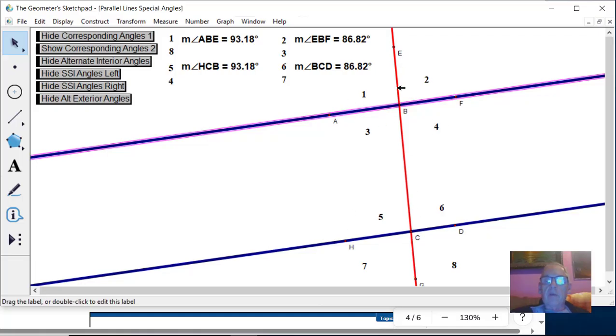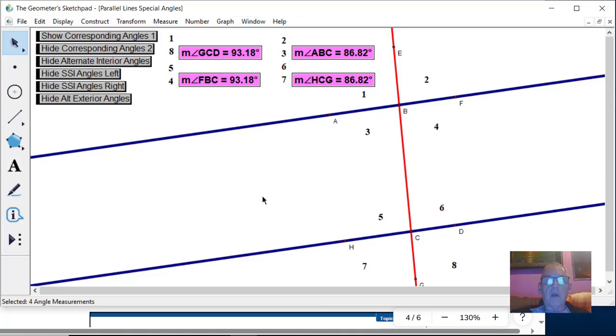If you have parallel lines cut by a transversal, corresponding angles are congruent. We could also look at the other sets of corresponding angles. We've got angle 8 and angle 4 are corresponding, and also angle 3 and 7 are corresponding angles. They're both on the same side and below for 3 and 7, and for 8 and 4, they are same side and below.